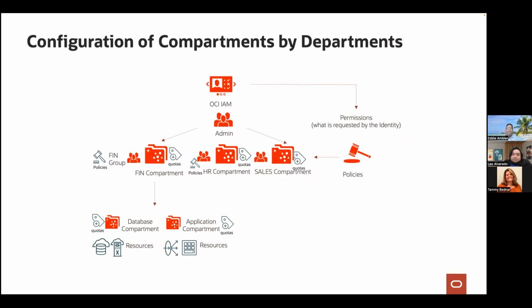So I think maybe we're ready to drill in on that hammer just a little bit more. What do you think, Leo? Are you ready to talk about policies? Yeah, let's talk about IAM policies.